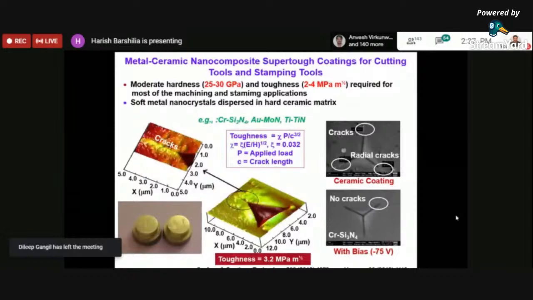Another important aspect in mechanical engineering is super toughness. As I mentioned some time back, even though diamond is the hardest known material, its toughness is very, very low. If you hammer it, it has three limitations. One is that its toughness is very low, so whenever there is an impact, the diamond will get fractured.